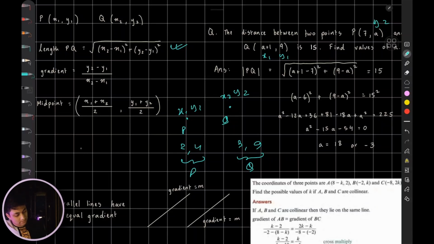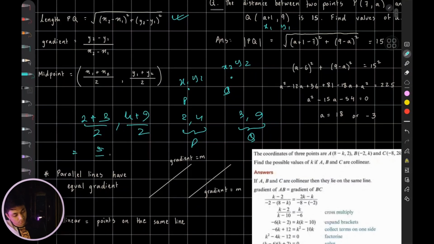So over here, 2 plus 3 divided by 2. Again, 4 plus 9 divided by 2 to get the mid y coordinate. Now I'm going to get a bunch of odd numbers, sorry, fractions, and it's going to be 13 by 2. Right? So 6.5 and 2.5. So in this case, we have the midpoint between two given coordinates, that is P and Q. So this is how you're going to work with gradient, midpoint, and the length formula.